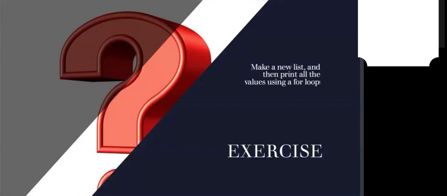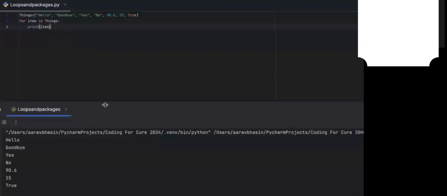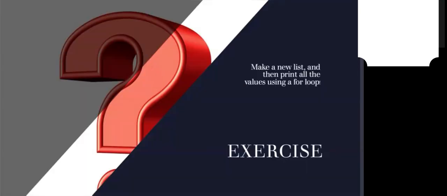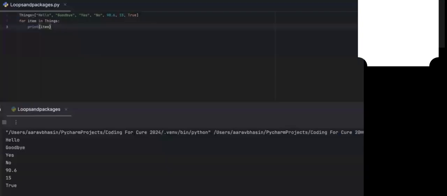All right, hope you all got it. So again, the solution to that would be just what we had done here. The prompt says make a new list and then print all the values in a for loop. And that's exactly what we've done. We've made a new list, and we've said for each item in the list, print that item. So that's essentially what you do.